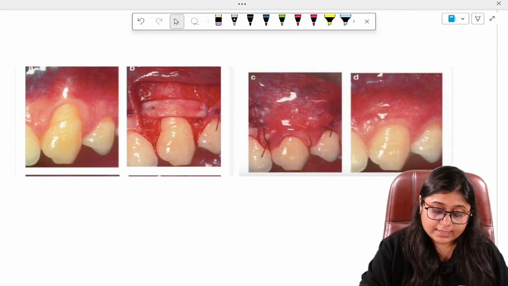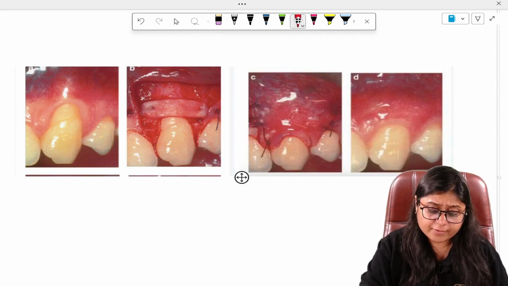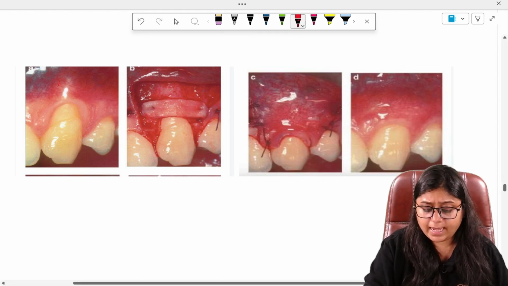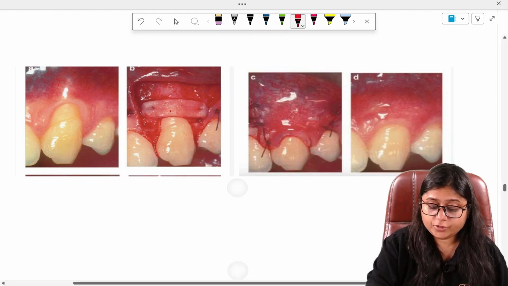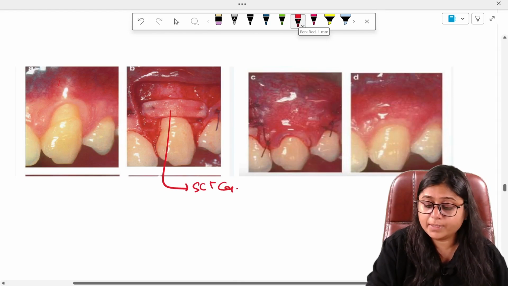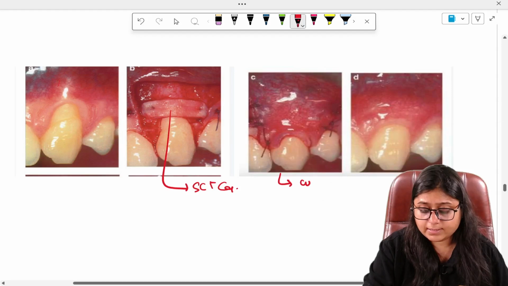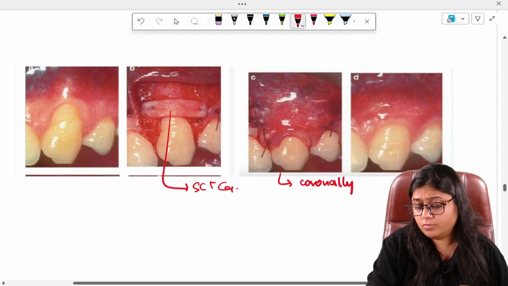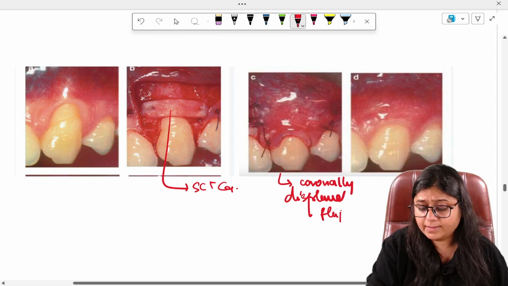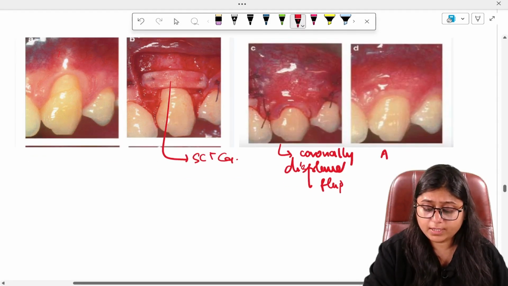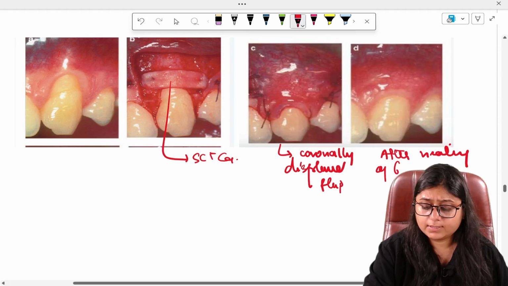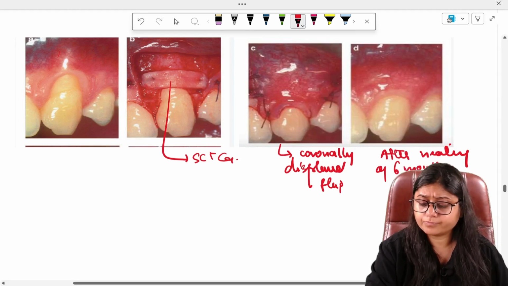So here, a sufficient attached gingiva is present, so a coronally displaced flap is taken and a subepithelial connective tissue graft, SCTG, is taken, placed, and covered with the coronally displaced flap. This is the coronally displaced flap, and this is after healing of 6 months.